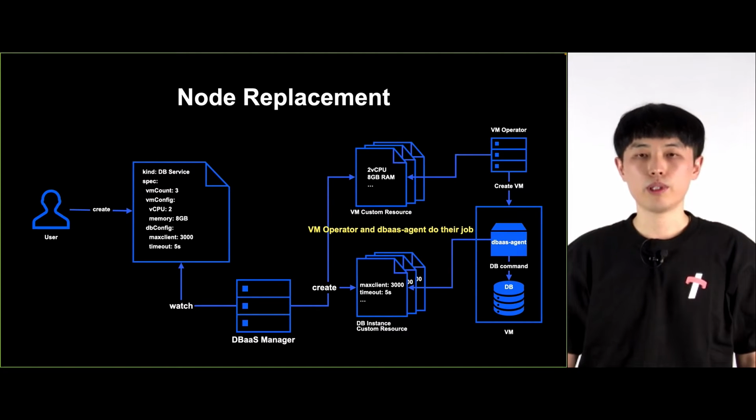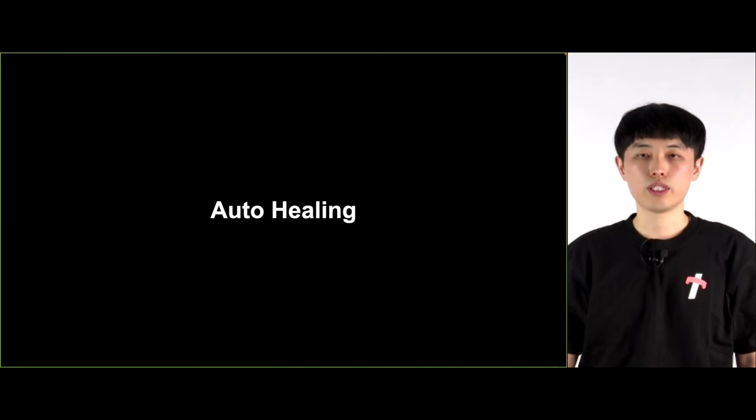So in the declarative DBaaS, it tries to satisfy the initially declared specifications. So for node replacement, simple deletion is enough. Lastly, I would like to talk about auto healing. This is the automation of manual node replacement. When there is a need for node replacement, the administrator does not replace the nodes, but the system can replace the node on its own.